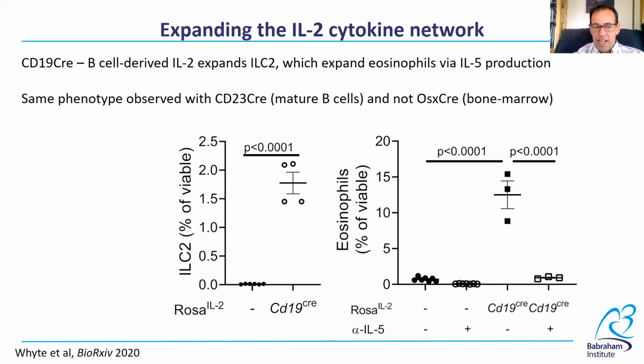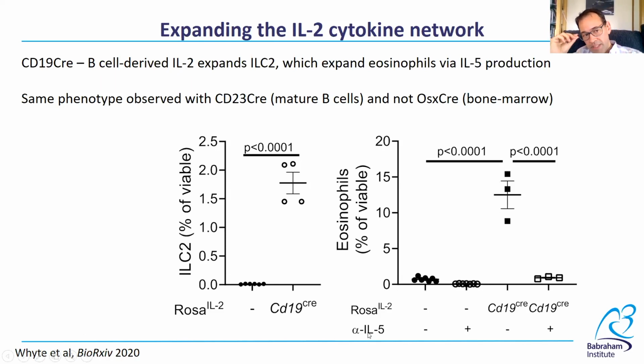Now, critically, ILC2s are an excellent source of another cytokine called IL-5. And if we look at now the right-hand panel, we have a normal number of eosinophils. In the third column, we have B cells producing IL-2. So we have a big increase in the number of eosinophils. And now if we neutralize the IL-5 with an anti-IL-5 antibody, this collapses down to nothing. So it does seem like the B cells, their IL-2 is expanding up the ILC2s, and their IL-5 is expanding up the eosinophils. So there's several steps in the pathway.